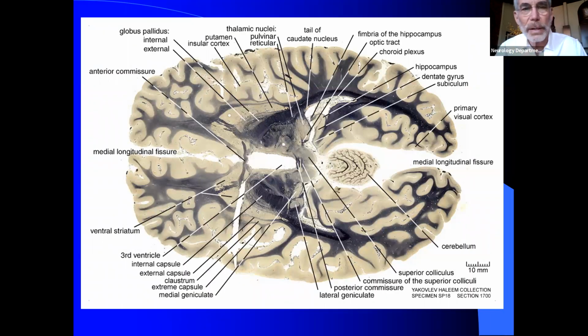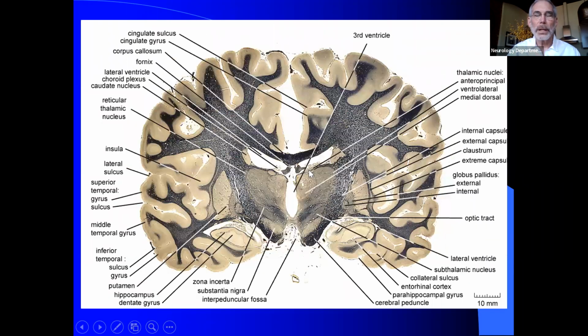Again, a little bit lower, and here you have the anterior commissure connecting the two temporal lobes. You have the third ventricle, right, and again, thalamic nuclei, internal capsule. All right, so down here showing you the colliculi.